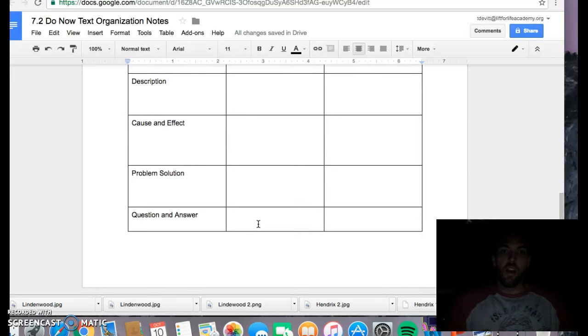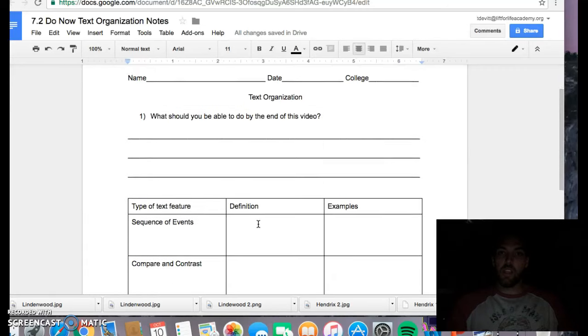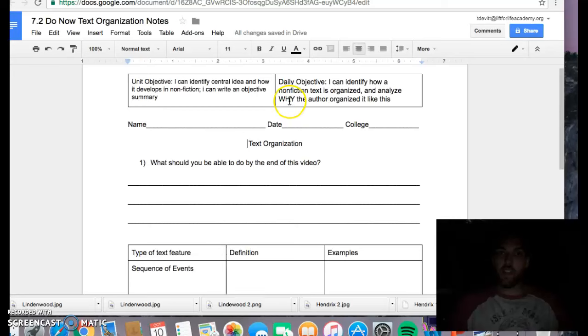So now you're actually going to be looking at some specific types, thinking about how the author organized it, and more importantly, our daily objective is why the author organized it like this. Because remember, we're trying to think not just of what is the central idea, but how it develops. And one way it develops is by how the author chooses to organize it. So that's why this is our daily objective for today. Hopefully you finished this. Let me know when you are done, and you should be on to the next step in your Google Classroom directions.